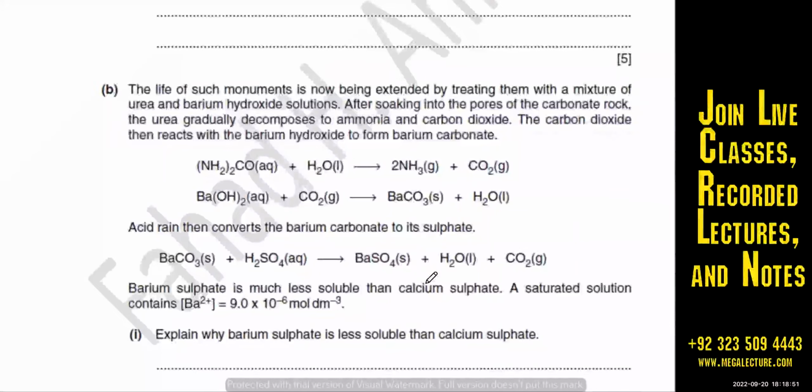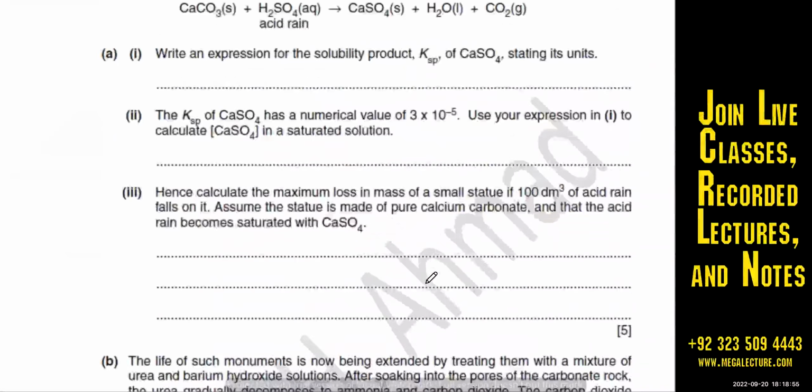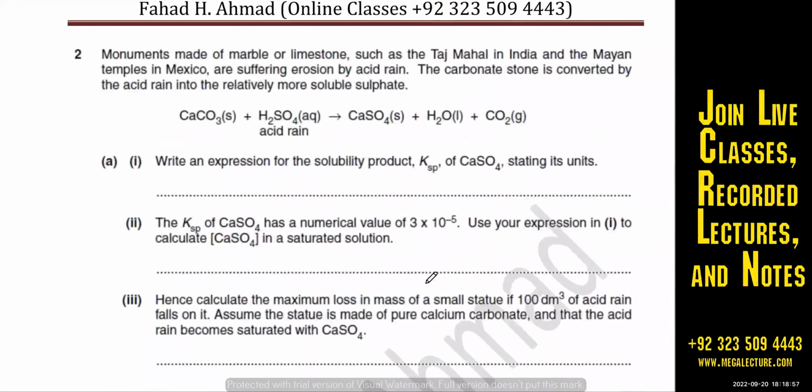So here's probably an interesting question. Now that's a big question on Ksp. Usually you don't get a big question on Ksp. They're saying that monuments made of marble or limestone, such as Taj... So this one is going to be a slightly more complicated question, but remember, you just have to do the same thing. They're saying that they're made of marble or limestone. That's calcium carbonate when they're talking about marble or limestone.